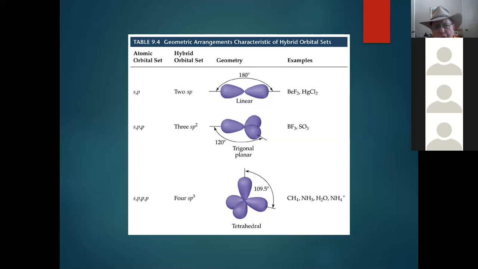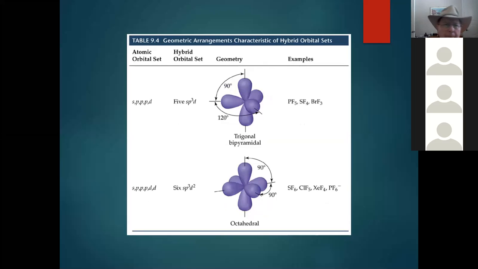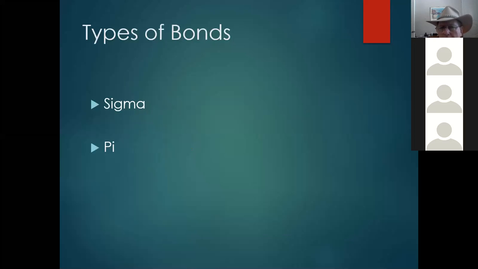And this is just another chart that shows you the hybrid orbitals, the geometry, and it gives you an example of a possible compound. All right, now we got to get into something called bonding. And there are 2 types of bonds, sigma and pi.